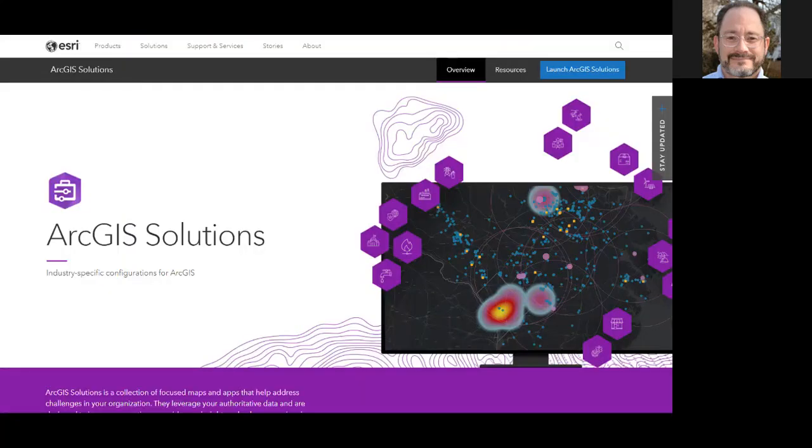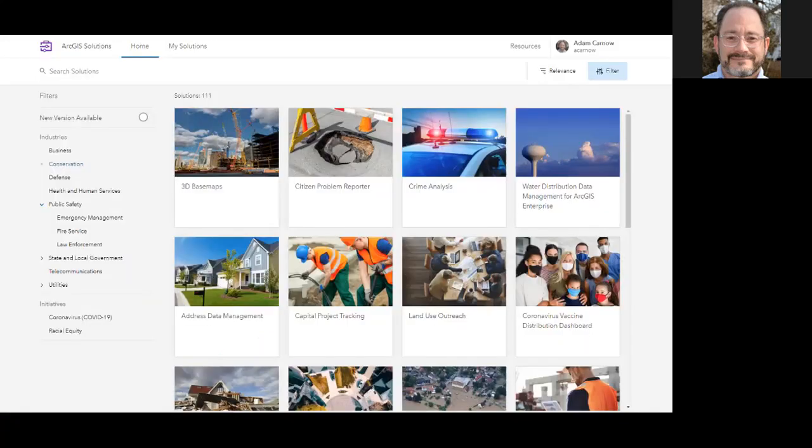So the third part here is delivering the GIS solutions, and you want to do this in a sustainable way. So you want to start with configurable off-the-shelf solutions. Hopefully you're familiar with our ArcGIS solutions site. If you come up to this site, you can see we've got 111 solutions. This is the largest collection of SaaS GIS solutions in the world.